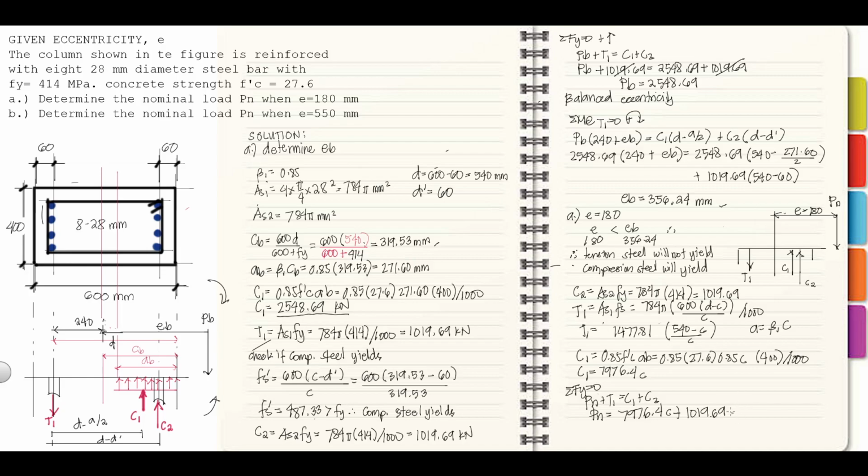Yung T1, lilipat natin sa kabila. This T1, transpose to the other side. So we'll have a value of 1477.81 times 540 minus C all over C. Okay, that is our PN. So this is in terms of C. Okay? So next po tayo.